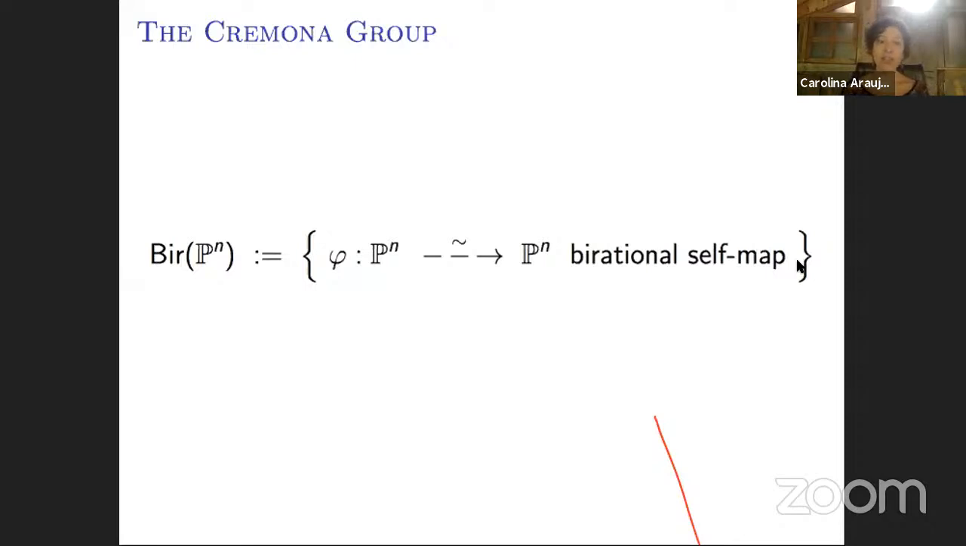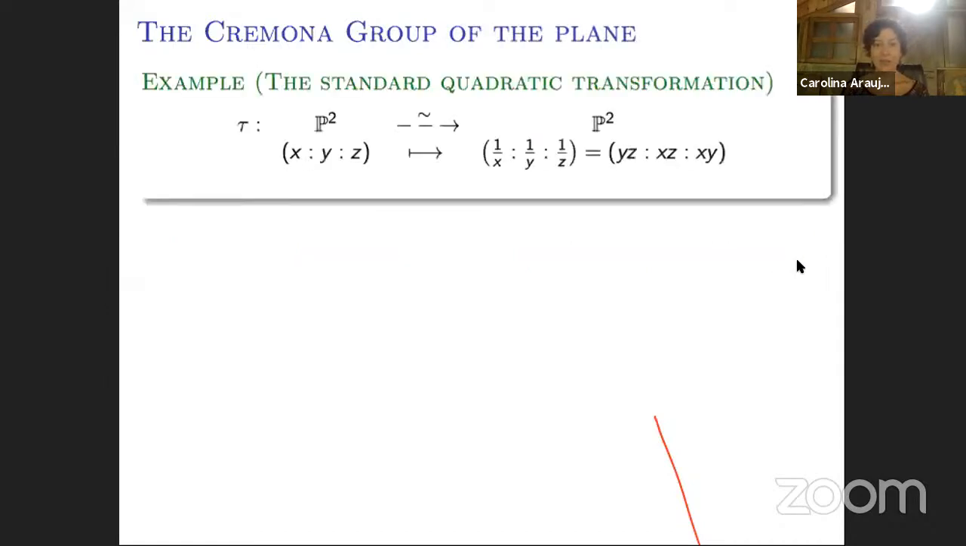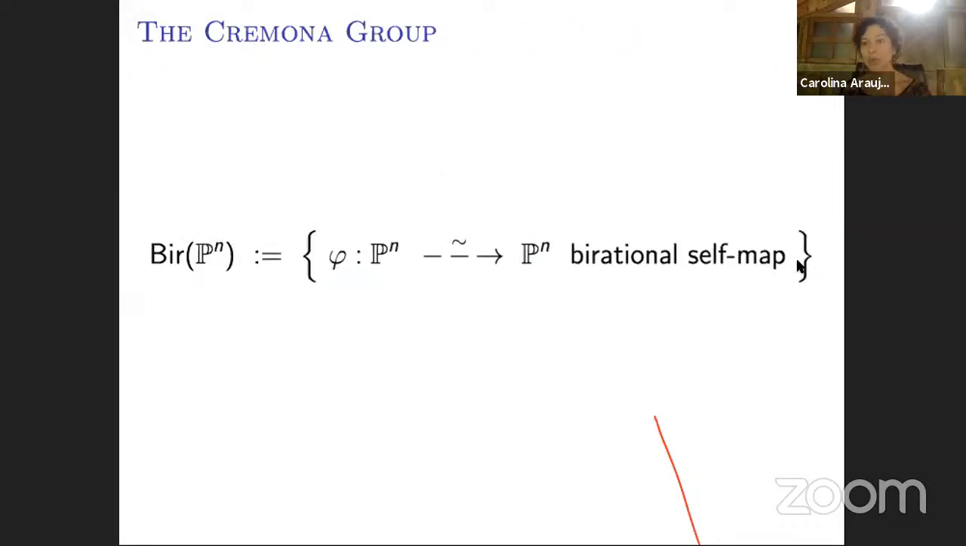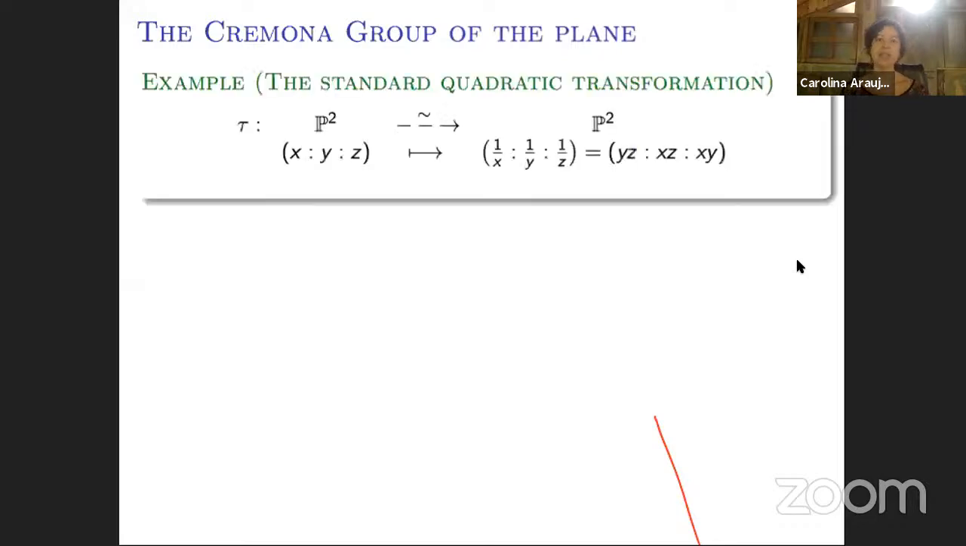The Cremona group is the group of birational self-maps of Pn. And this is a very classical object. So in the plane, let me just say that it includes as a subgroup the automorphism group, but I will show you an example that shows it's much more than automorphisms. The simplest element of the Cremona group of the plane that is not an automorphism is the so-called standard quadratic transformation. In projective coordinates, I describe it in two ways.